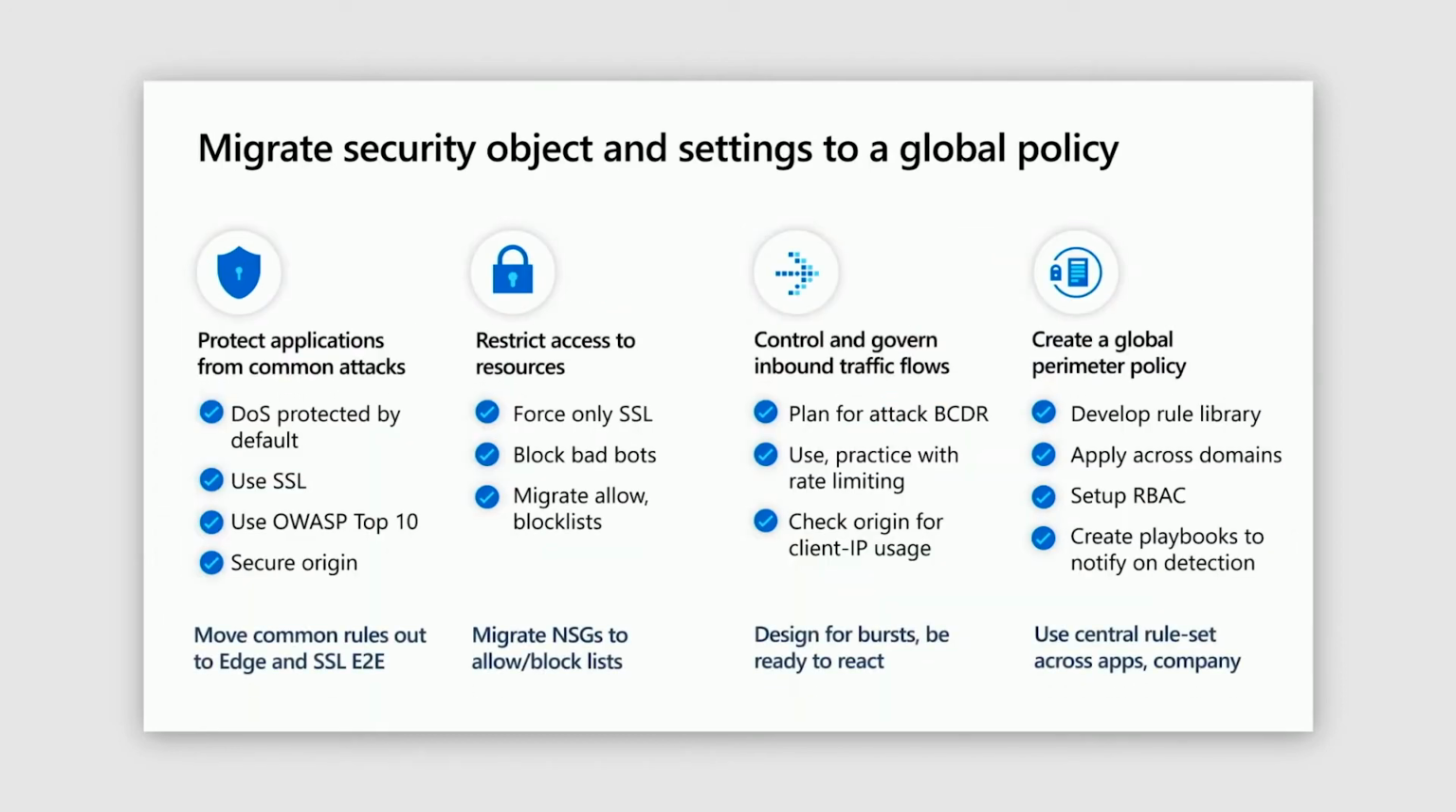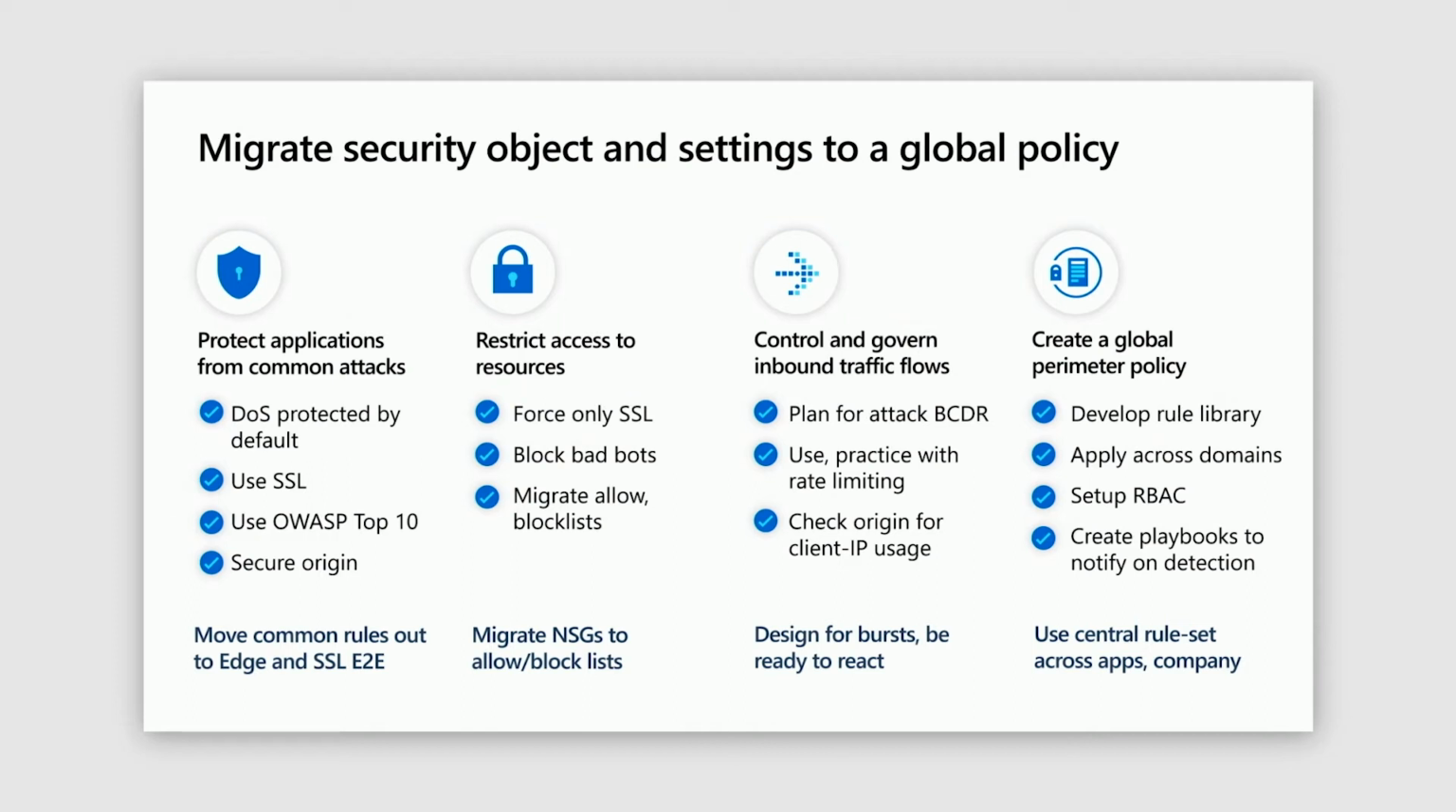So next, we're going to talk about how do you migrate your security objects and settings from a regional policy to a global policy. First, you want to think about how do you protect your application from common attacks. If you're using a virtualized network appliance or something like that today that allows you to secure your content, as you move that workload to the edge, you need to think about how you carry forward the standard practices for delivering secure services at the edge.